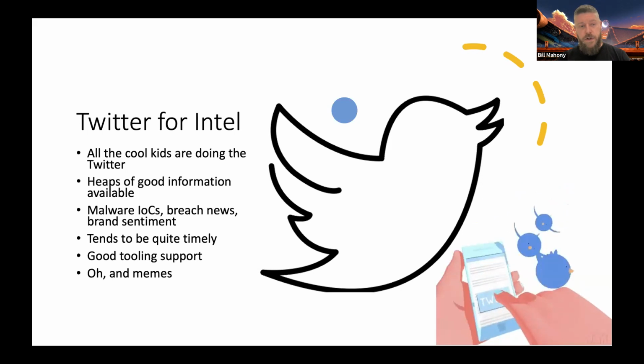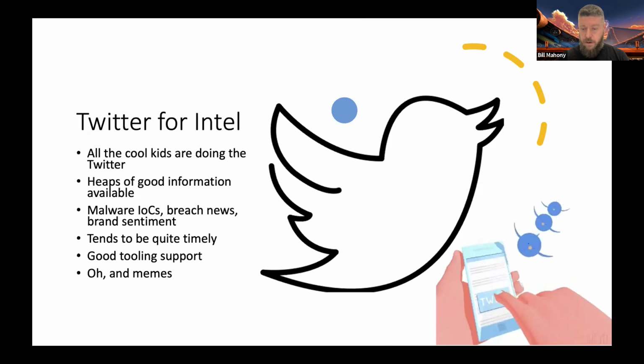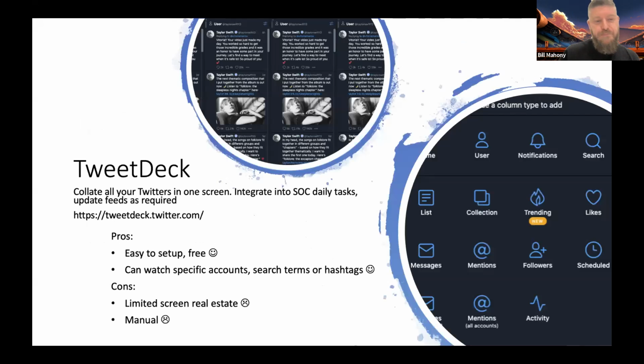Because it's short, sharp, and sweet. Twitter tends to be quite timely. Information gets out pretty quickly, and so that's definitely a benefit. There's also a lot of native tooling support for Twitter, which makes it really easy to integrate pretty quickly. And there's a bunch of good memes on there as well, and obviously memes make the world go round. So that's another point that we should be across.